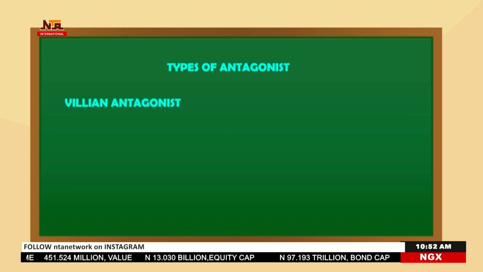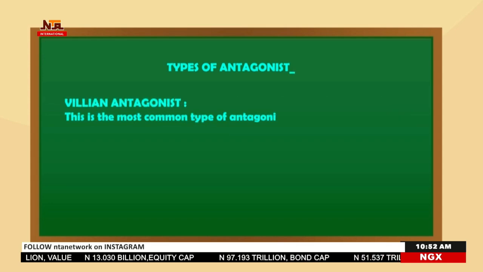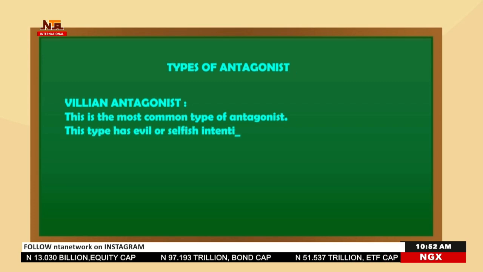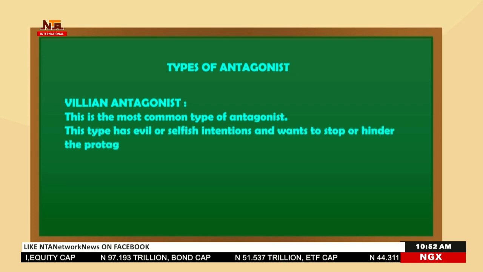1. The villain antagonist. This is the most common type of antagonist. This type has evil or selfish intentions and wants to stop or hinder the protagonist.